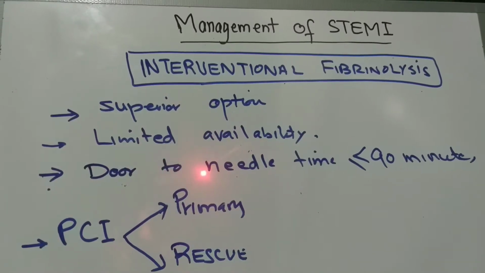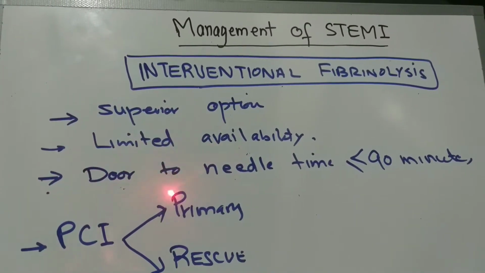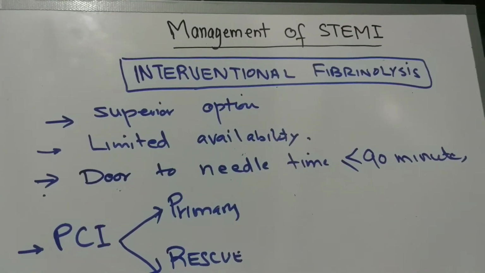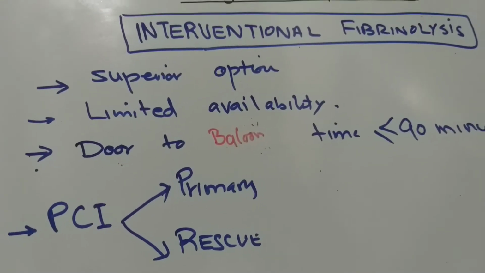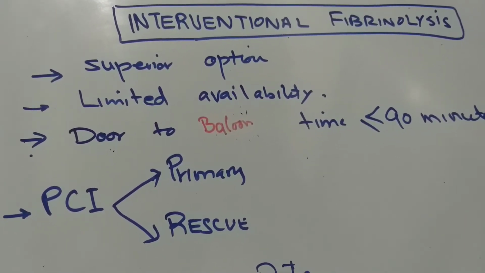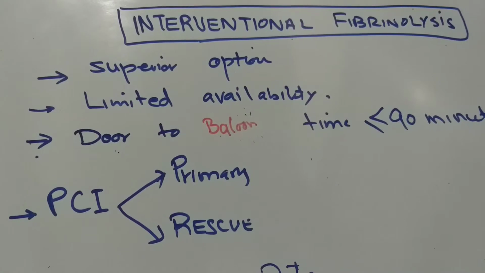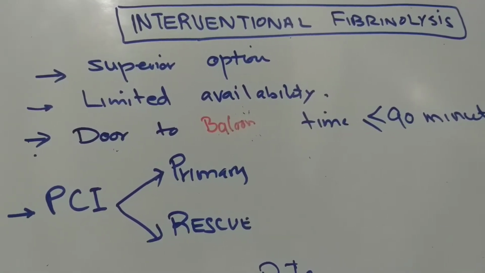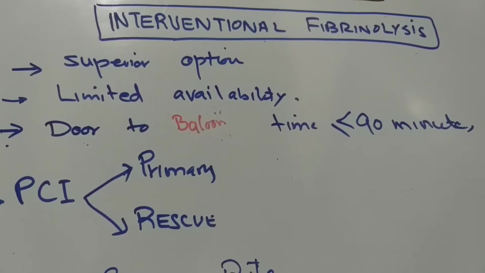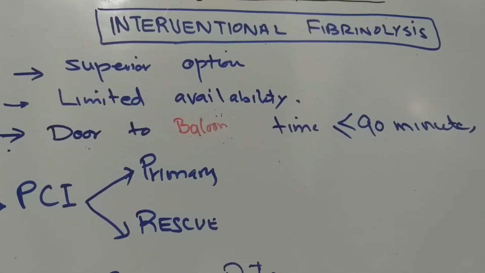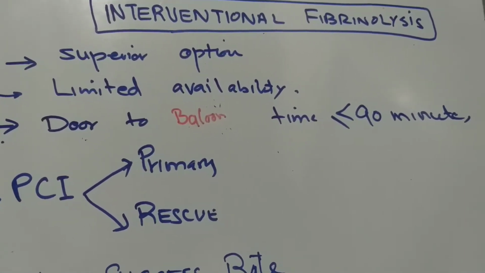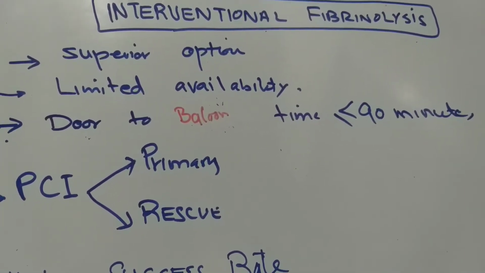When the patient enters the hospital and the time when we start the procedure, this is not the needle, it should be balloon. So it's the door to balloon time, because when we do the angioplasty, we use the help of a balloon which we inflate and we get rid of the thrombus. So door to balloon time should be less than 90 minutes or 1.5 hours for the optimal results. When the patient enters the hospital and when the procedure starts should be less than 90 minutes.